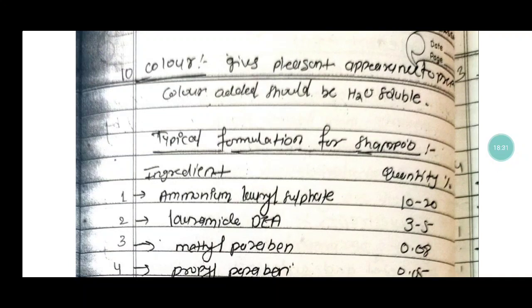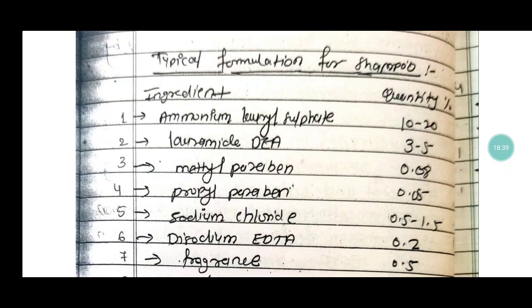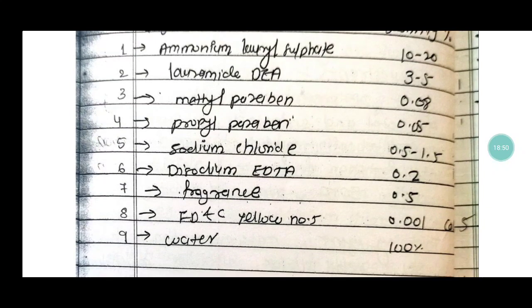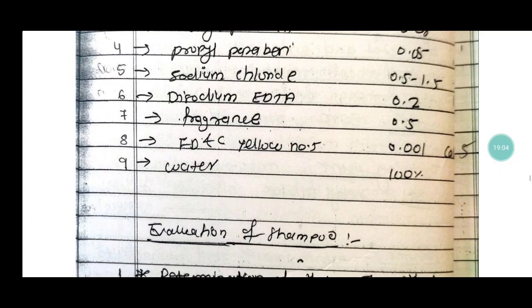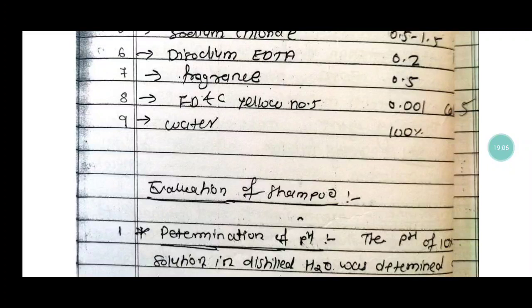A typical formulation for a shampoo, the ingredients and quantities, is: ammonium lauryl sulfate, which makes foam, lauramide DEA, methyl paraben, propyl paraben, sodium chloride, disodium EDTA, fragrance like perfume, etc., and FD&C Yellow No. 5 as color. And lastly, water is added to make 100% by weight.